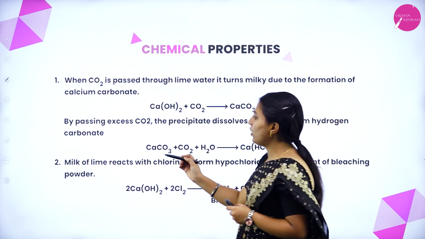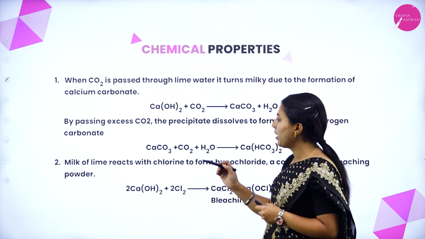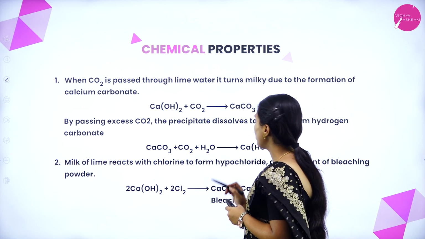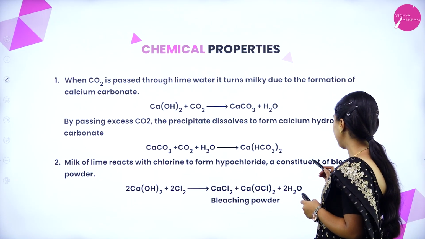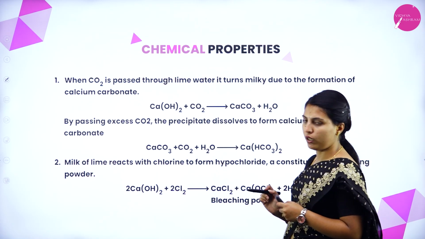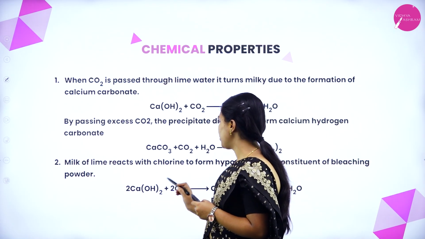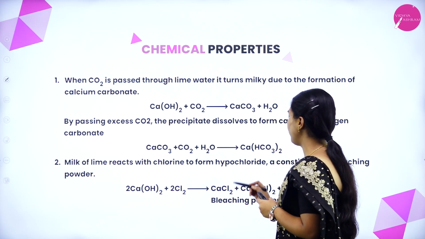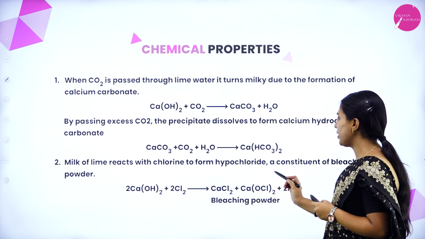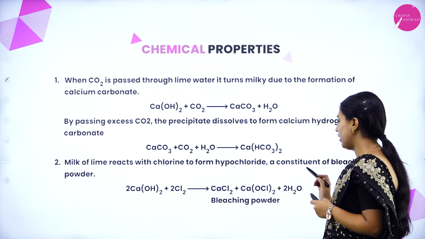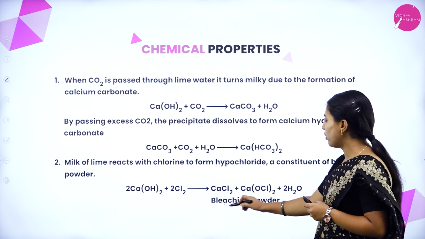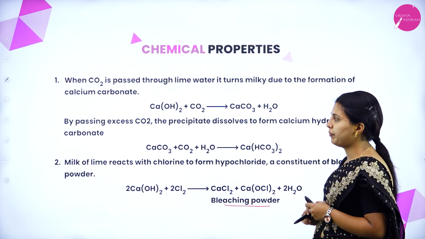Next, milk of lime, that is the suspension. Milk of lime reacts with chlorine to form hypochlorite, a constituent of bleaching powder. When calcium hydroxide is treated with chlorine, it forms calcium chloride and calcium hypochlorite with water. This is the constituent of bleaching powder.